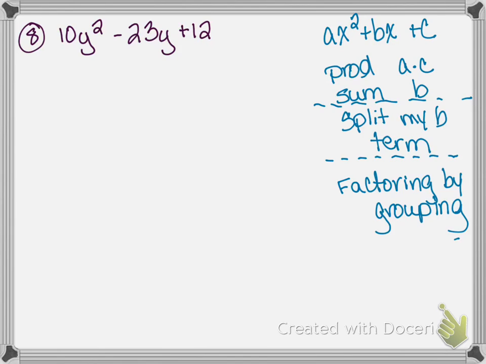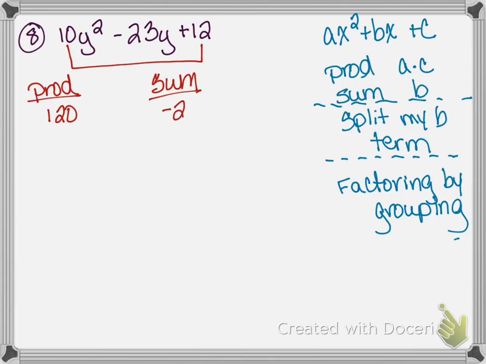Okay? So in order to do this, the first thing that I'm going to do is I'm going to take my 10 and I'm going to multiply it times my 12. So my product here is going to be 120. Okay? My sum is going to be that b value, that negative 23.